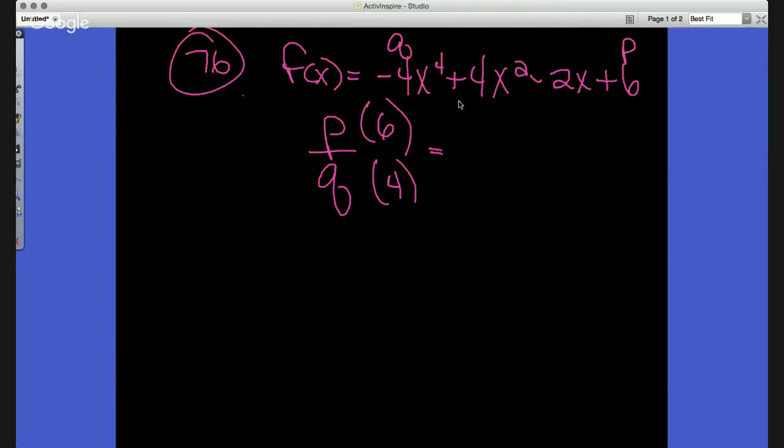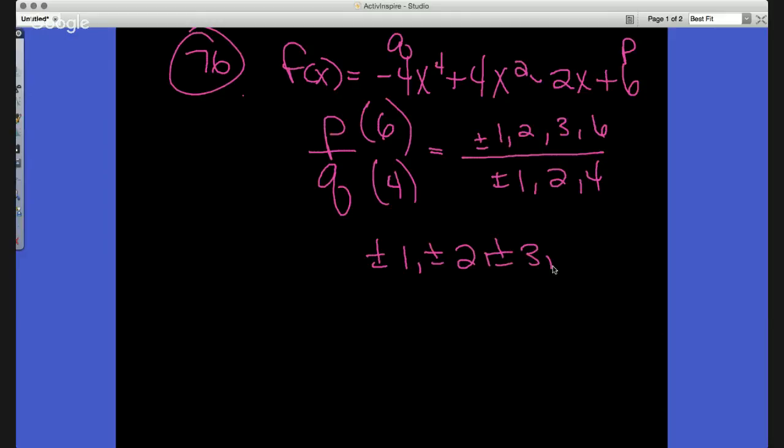What are the factors of 6 on top? 1, 2, 3, 6. Nice job, Bart. So what about 4 on the bottom? 1, 2, and 4. Good. So if I were to divide all of these over 1, all of them over 2, all of them over 4, I would literally list all of them out, and that would be my possible zeros. Okay? So let's do that real quick. What would be the ones over 1? Just be itself, right? And these are all plus or minus.